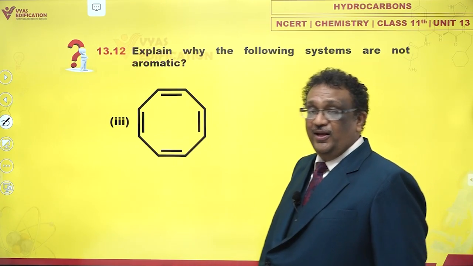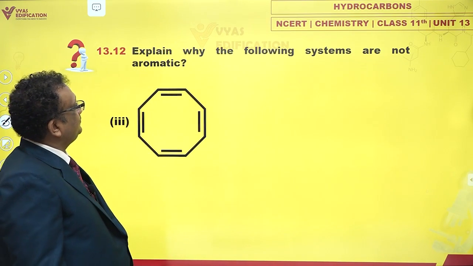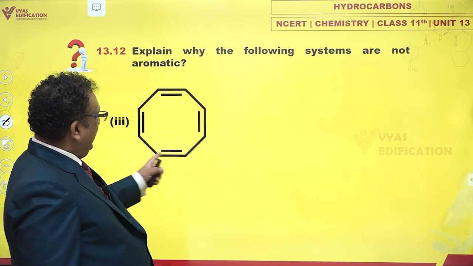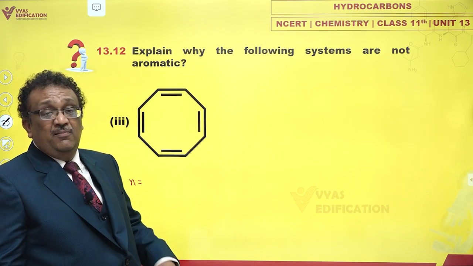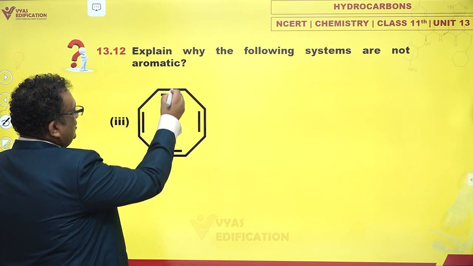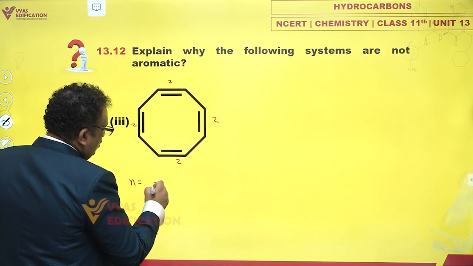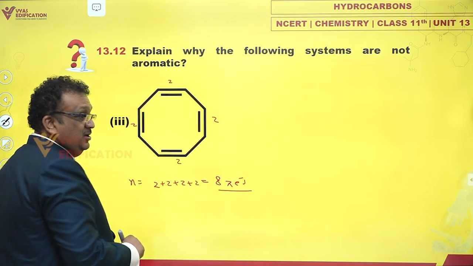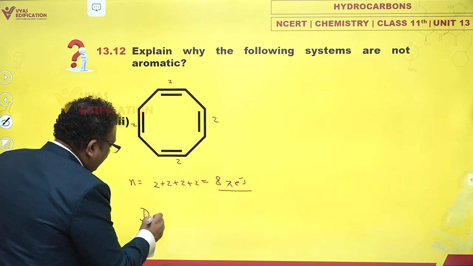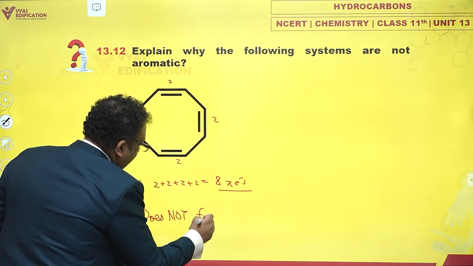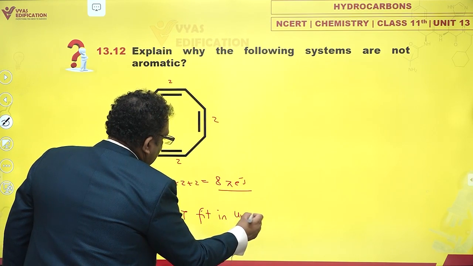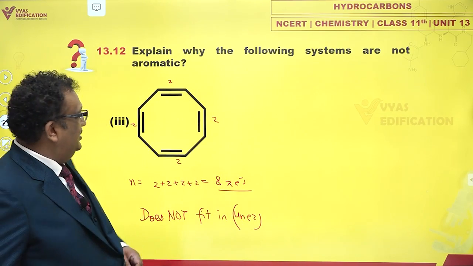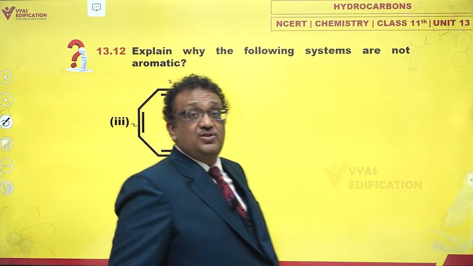1,3,5,7 cyclooctatetraene, a very rare and funny case. Is there a ring? Yes. Are all the atoms sp2 hybridized? Yes. But then there is a problem. Number of pi electrons is 2 plus 2 plus 2 plus 2, 8 pi electrons. Now, this does not fit in the 4n plus 2 formula. So, Huckel declared very clearly that this is bad, and this is not going to be aromatic because it does not satisfy Huckel's rule.